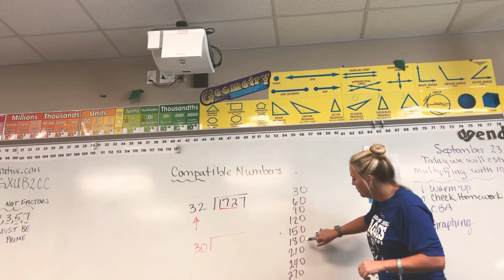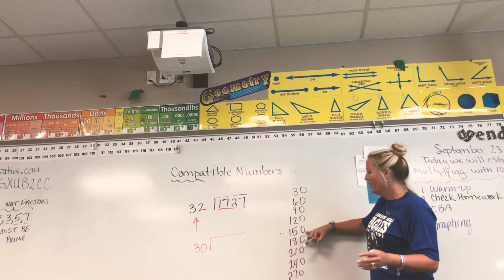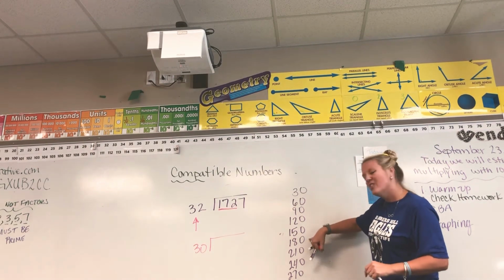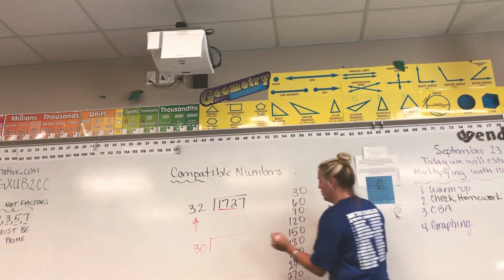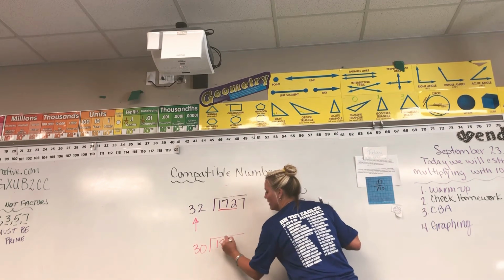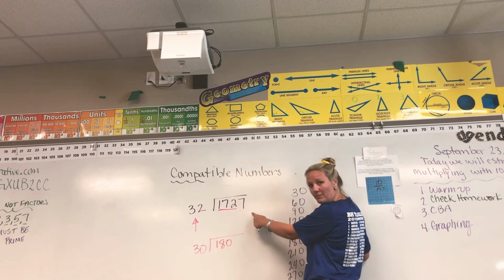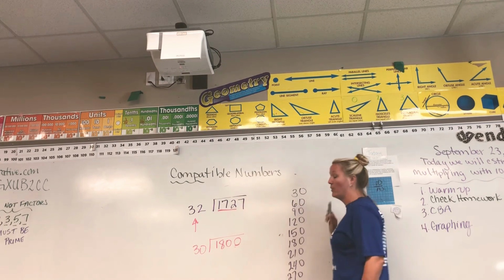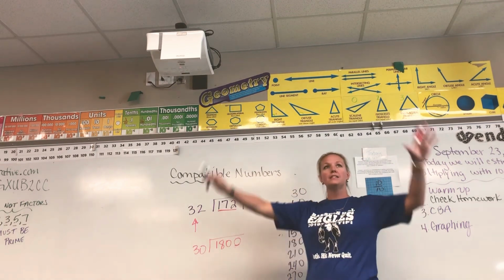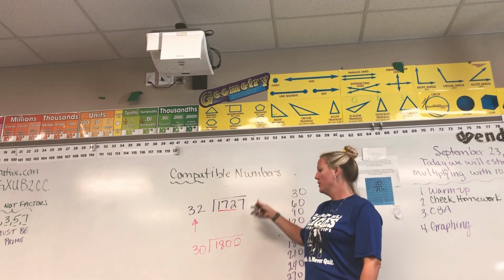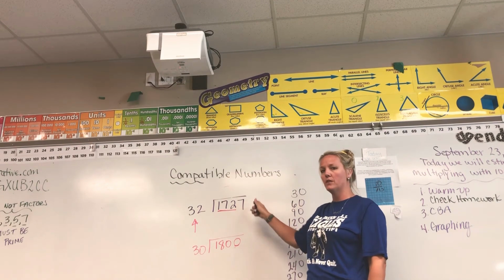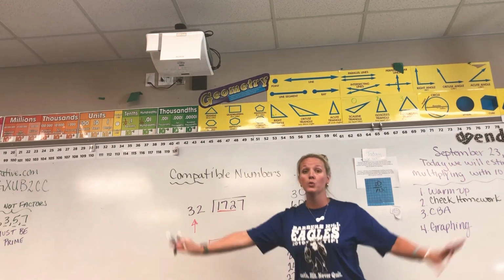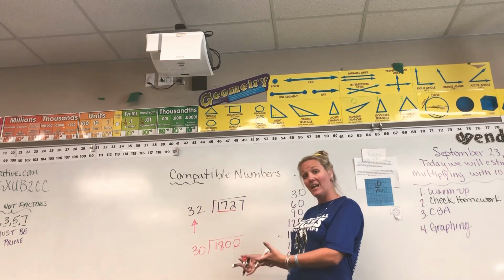It's close to 172. Now I've got 150, 180. Remember, it's just an estimate, so we're going to pick one that's close. 180 is a little bit closer than 150, so I'm going to do 180. But does that look like 1,727? No. But if I add a 0, I'm there. Now, normally in the estimating world, we wouldn't round this 1,727 to 1,800 because it doesn't follow the rounding rule. But remember, those rules do not apply when we're dividing, okay?